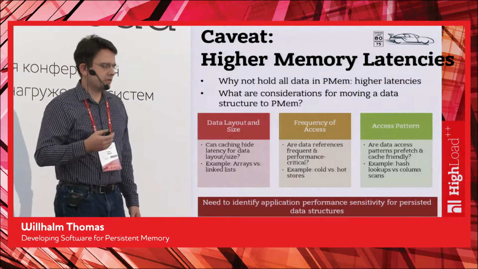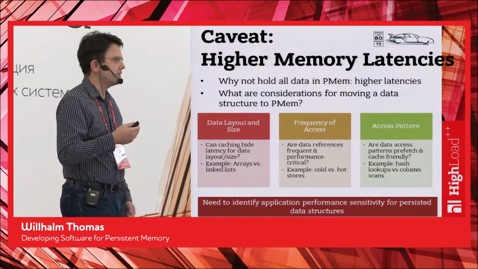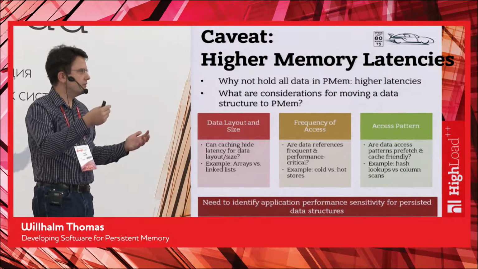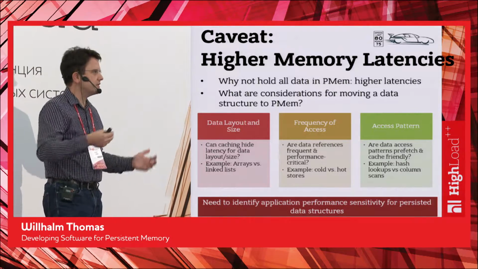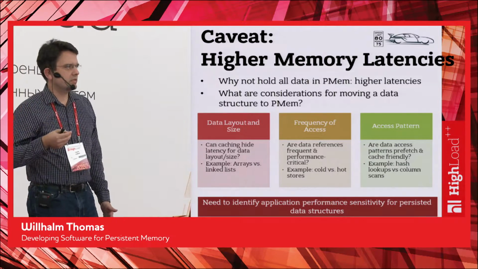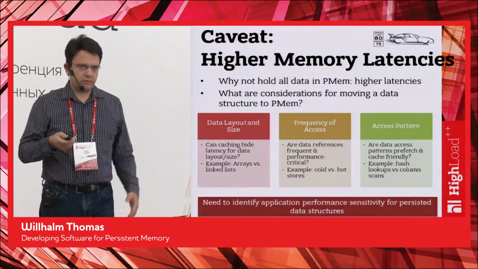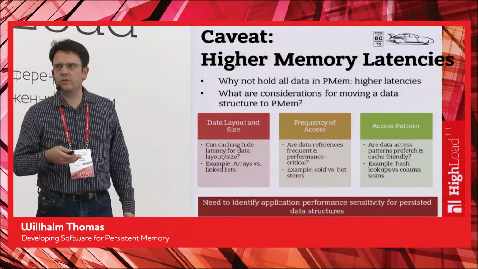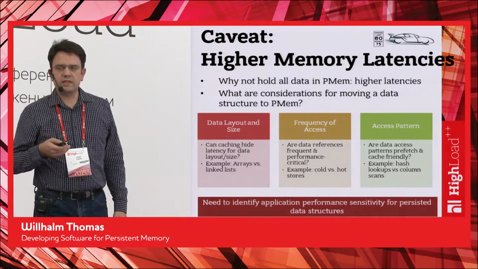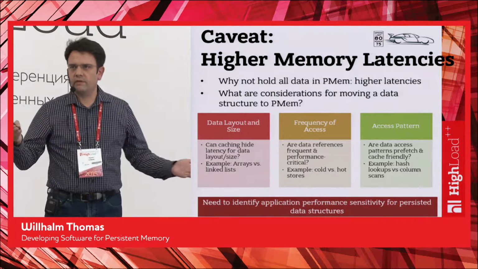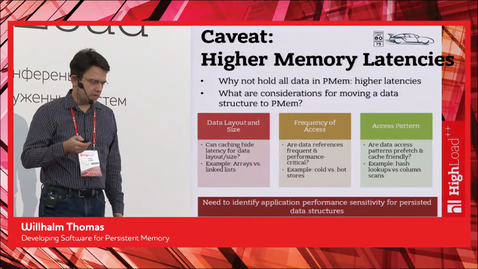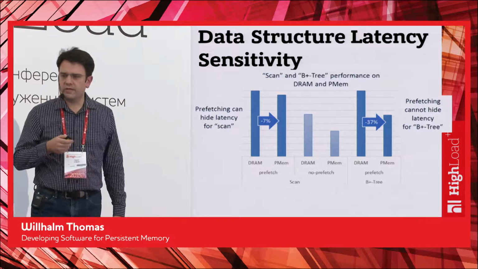The other thing is how often do you access this memory? If it's just sitting there most of the time and only once in a while you're getting some of this memory, then you can afford using this persistent memory, because these few cache misses don't really matter in the overall performance. And last but not least, the access pattern. When you have an array and you're scanning through it, the prefetching can hide this latency. And I have a chart on that.